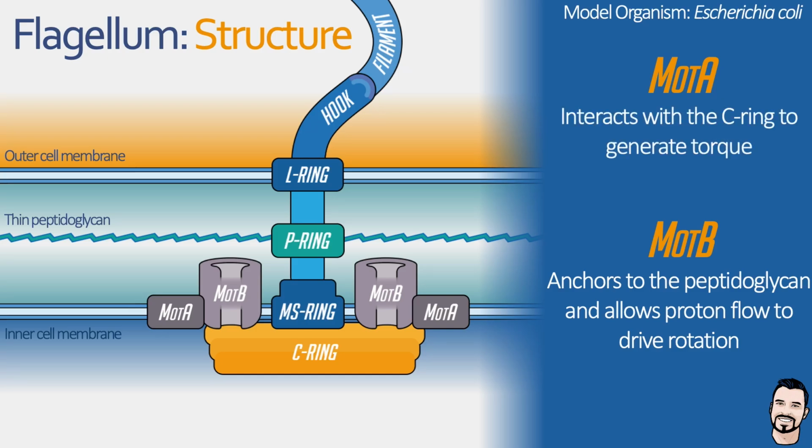Meanwhile, MotA, which spans the cytoplasmic membrane, acts as an ion channel. So how does this generate rotation? Well, ions, typically protons or sodium ions, flow through the channel formed by MotA and MotB. They generate a force known as the proton motive force, and this force drives conformational changes in MotA, creating mechanical torque that is transferred to the rotor.